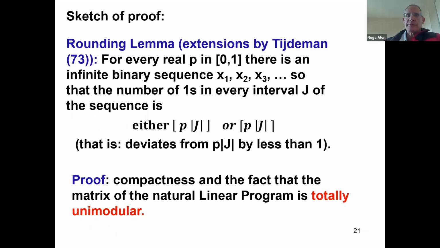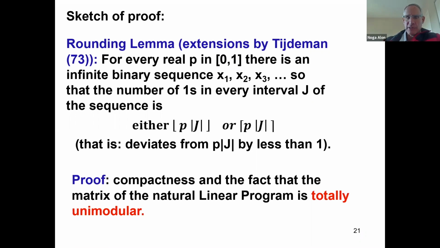Definitely not for this special case, and this is less trivial. So this is when we want not a binary sequence, but maybe a sequence of integers between 1 and 10, and we have different probabilities for the 1 and 10, and we want that in each interval, or at least in each initial interval, we will deviate by less than 1 from what we should get if we had used the fractional solution.